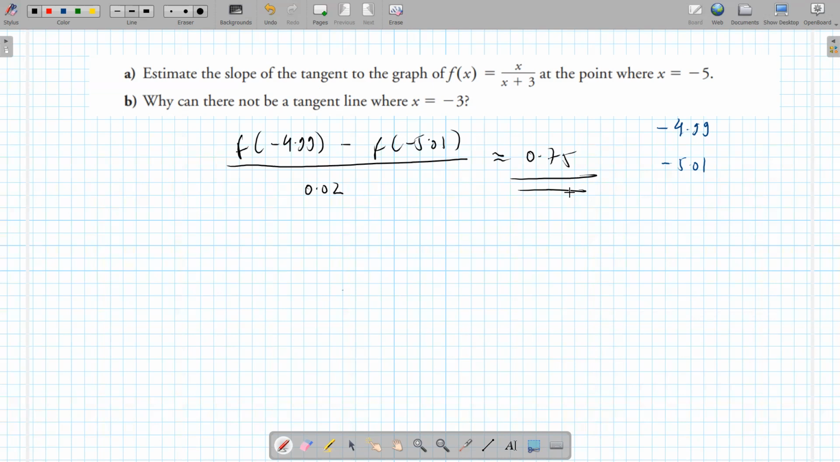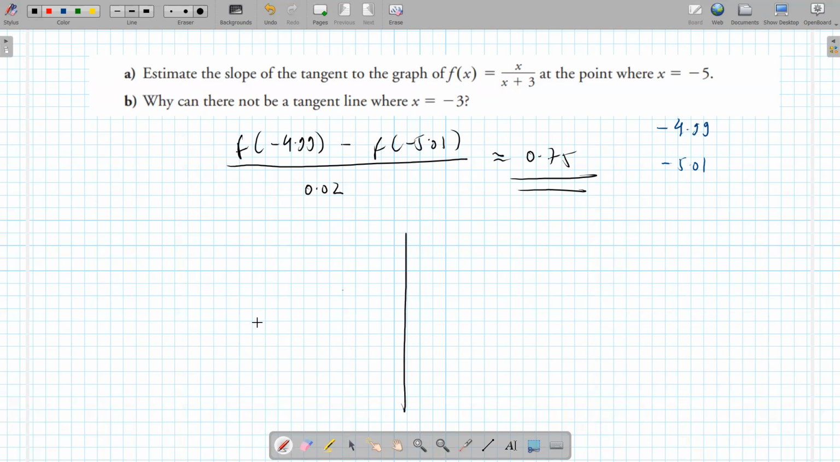What about part B? Why can there not be a tangent line when x is equal to negative 3? What happens if x is negative 3 in that equation and f of x? Ooh, it's 0. You get a 0 in the denominator, more importantly, right here. If x were to be negative 3, you get a 0 in the denominator, which means the expression would be undefined. In other words, if you get a 0 in the denominator, you get a vertical asymptote.